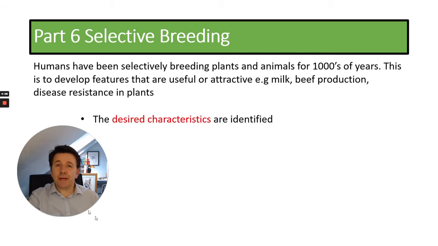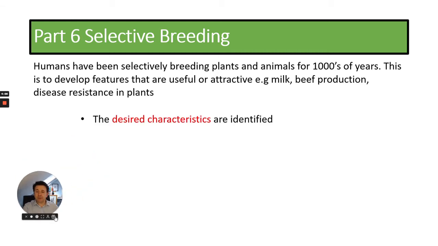So what are the main processes? Well, let's look at the main processes. First of all, the desired characteristics are identified. So for example, let's say the farmer wants to produce large volumes of milk, so they will choose a desired characteristic, which in this case is high volumes of milk.